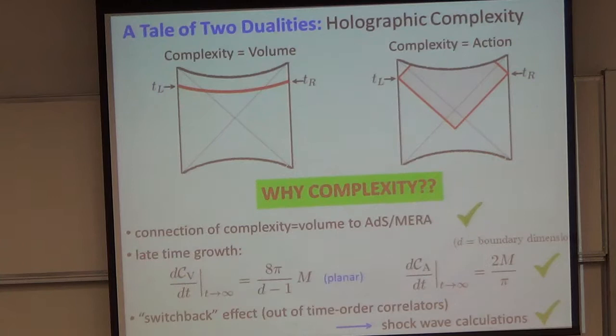The last one has to do with out-of-time order correlators. I'm not going to try and explain that, but it just has to do with throwing shock waves, or in the holographic side, it has to do with throwing shock waves at the black hole and seeing how these various observables change when you do that. And again, it's in line with expectations.